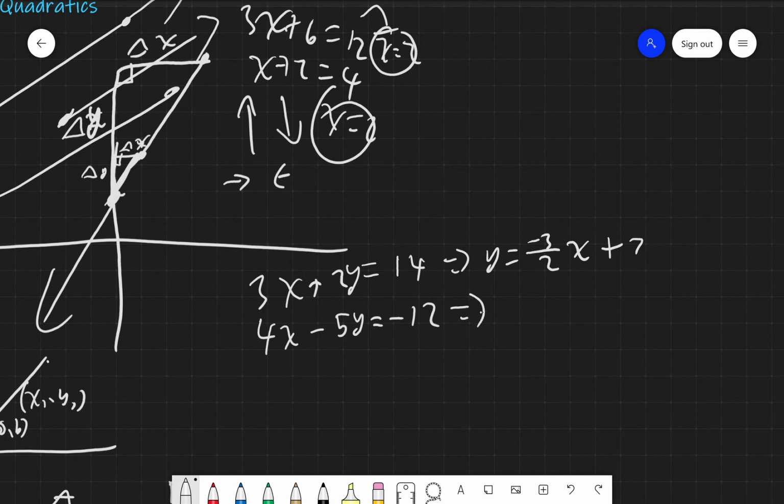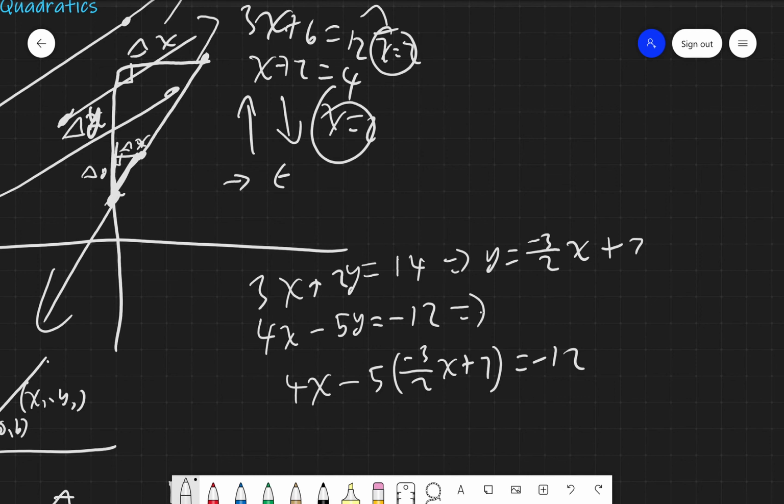In this case, if we solve for y, because y equals this, you can substitute that in for the y to get this expression. We get 4x minus 5 times negative 3 halves x plus 7 equals negative 12. Now we just have an equation in terms of x, so we can solve for x using our typical methods. With fractions it gets a bit harder, but that's fine. We can still use our methods.